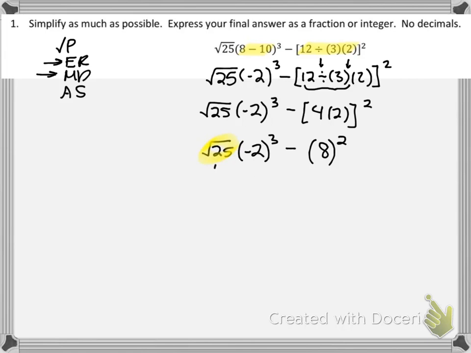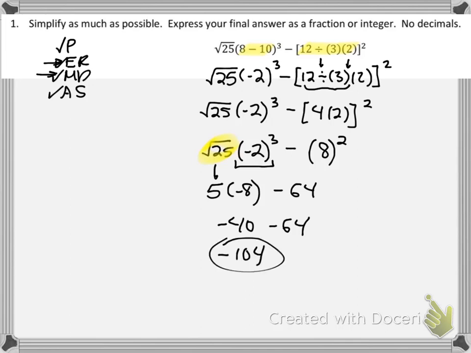The square root of 25 is 5, okay? Then we have negative 2 quantity to the third power. Believe it or not, that is negative 8, okay? Then we have 8 squared is 8 times 8, which is 64. Okay, last but not least, we have 5 times negative 8. That's going to give us negative 40. Okay, so we have done our parentheses. We've done exponents and roots. We've done multiplication and division. We're down to addition and subtraction. So this should give us negative 104. Okay, so that's number 1.